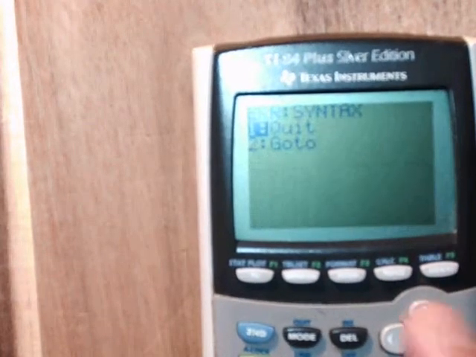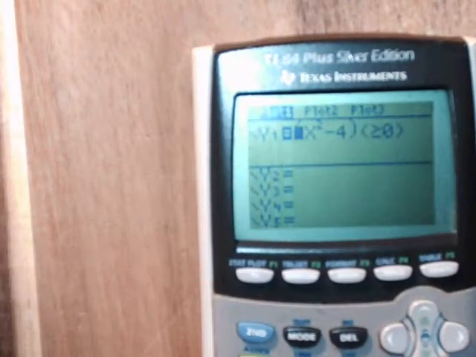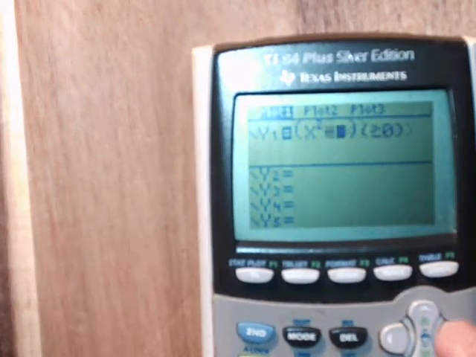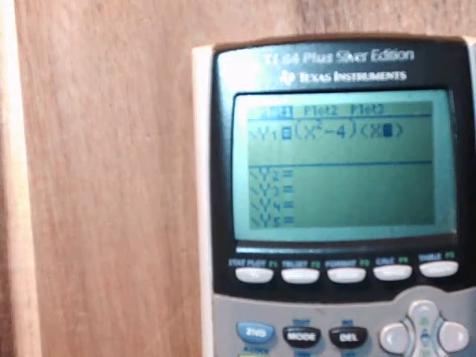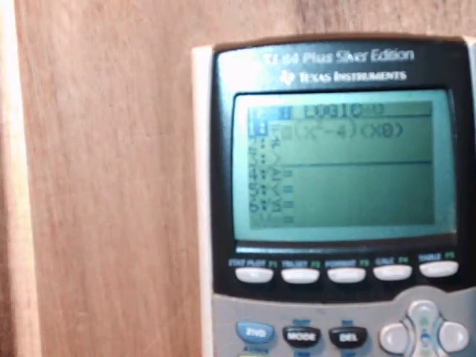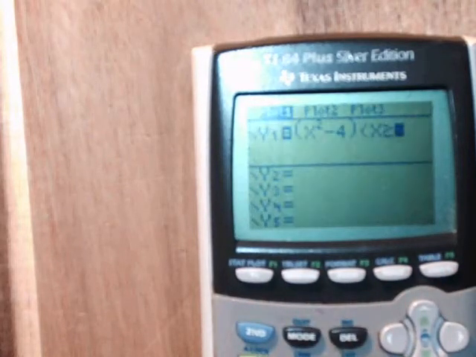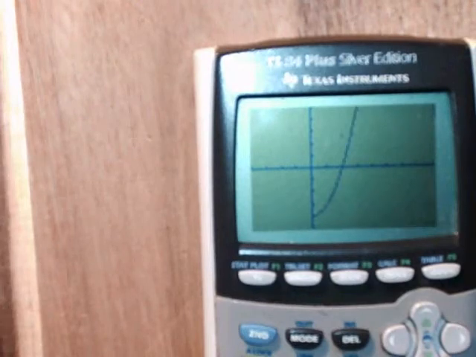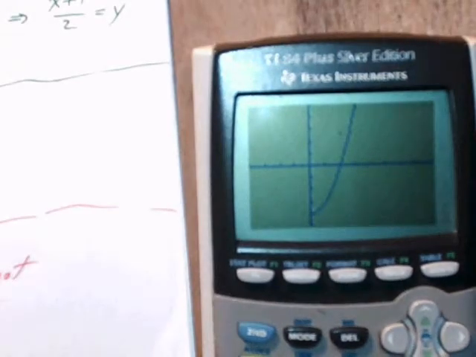Let's see what happens. Error somewhere. X squared. Oh, I forgot to put my x there. I need to put an x here. X, second math number 4 bigger than 0. There we go. Now it's correct. Say graph. You see, you get that one piece, which is one-to-one.